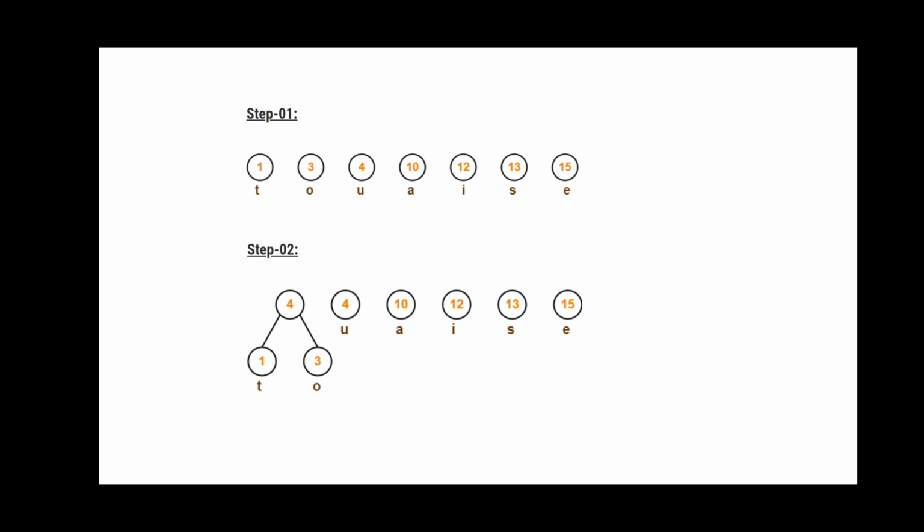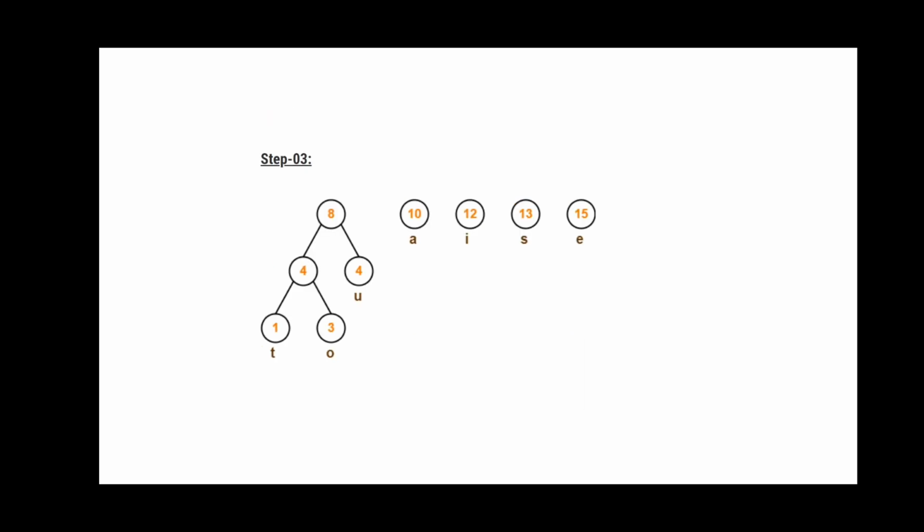Now in step 1, we write all the nodes such that the values of the nodes are in ascending order. In the second step, we merge the first two, that is the first minimum and the second minimum value of the given set of characters. Here 1 and 3 are the minimum values, so we add them and their sum is 4. After merging, we can see that all the nodes are in increasing order.